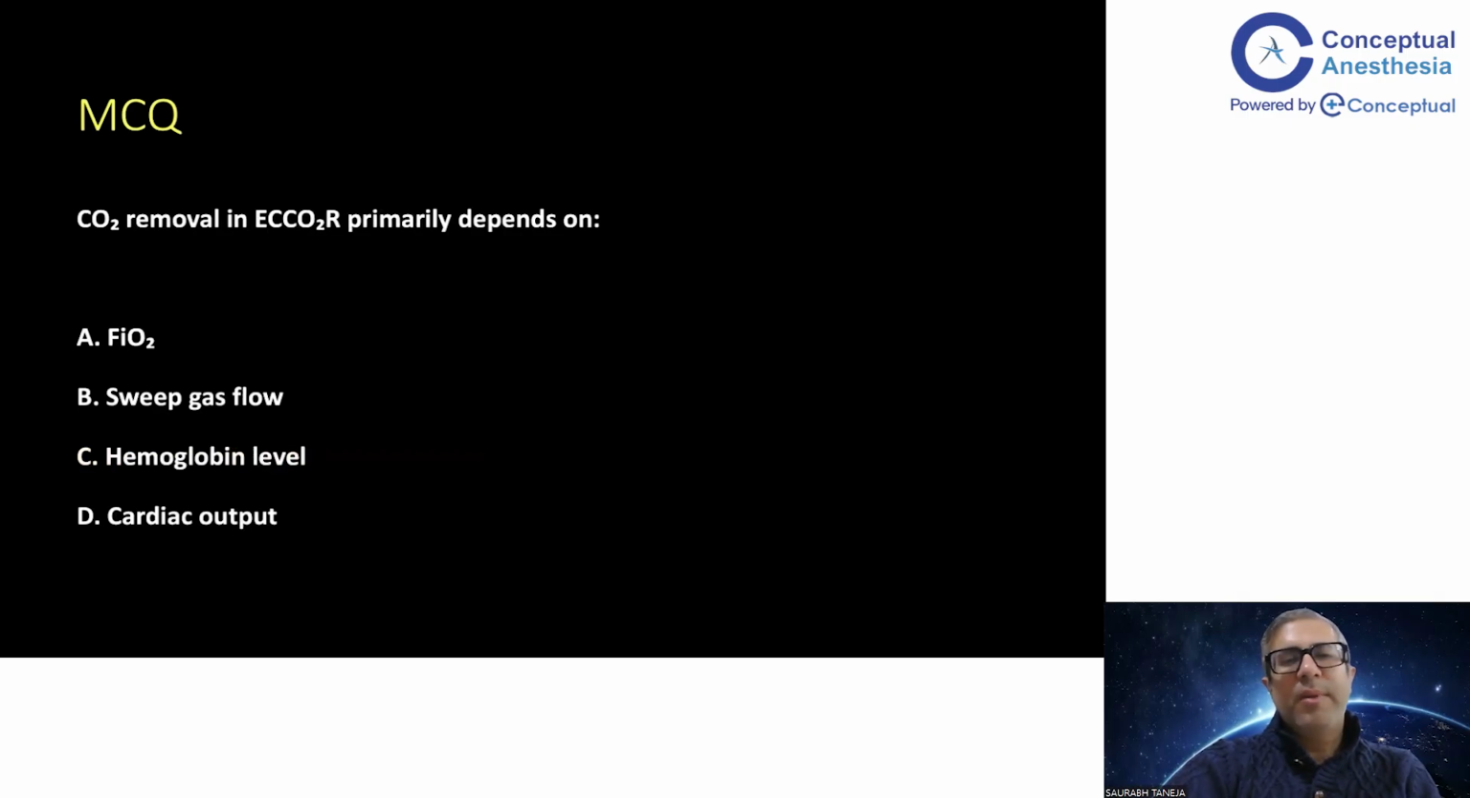CO2 removal in ECOR primarily depends upon, so I have discussed that. The most important thing which determines the CO2 removal in ECOR and ECMO is the sweep gas flow. So usually in ECOR you keep the sweep gas flow around 8 to 10 liters per minute, and the initial fall in the CO2 is very high, because the CO2 in the body is high, the CO2 in the sweep gas is zero, and the gradient is very high. So when the gradient is very high, the initial CO2 drops very quickly, and then later on you have to decrease or titrate the sweep gas so that the CO2 does not fall too quickly, because neurological complications can be there when the CO2 drops very significantly.